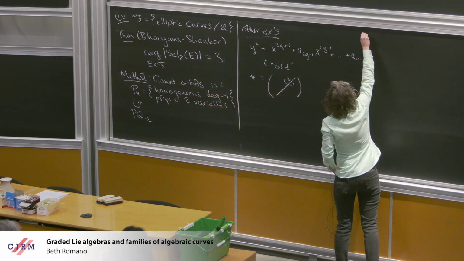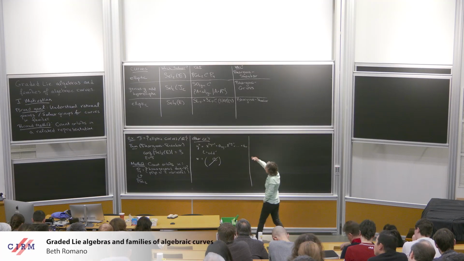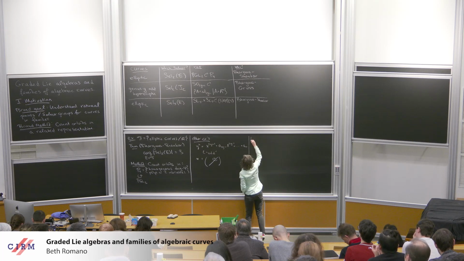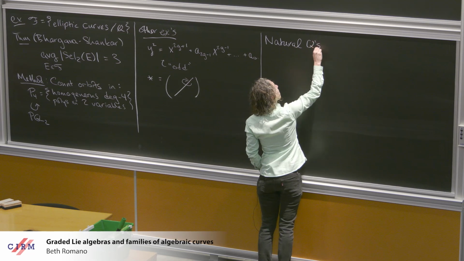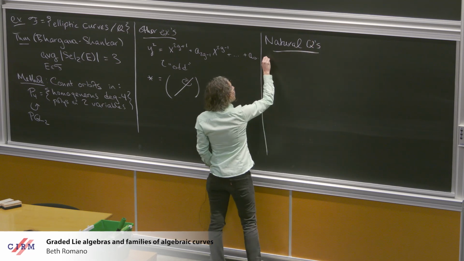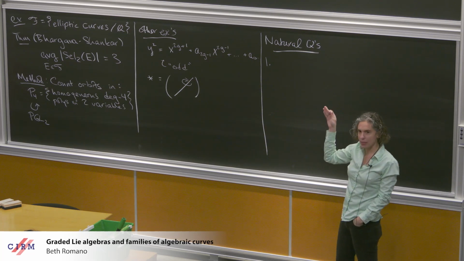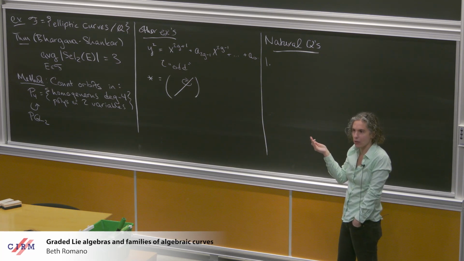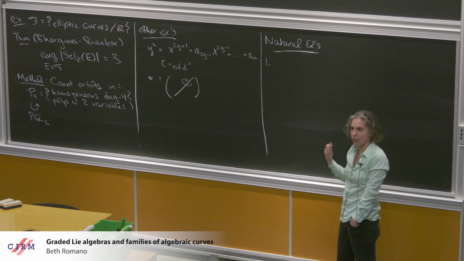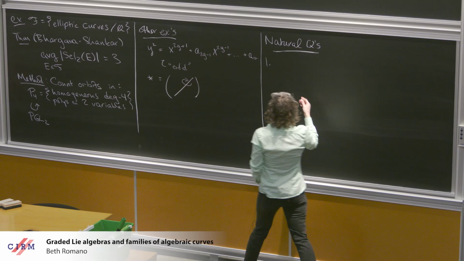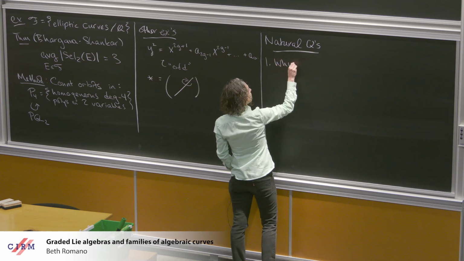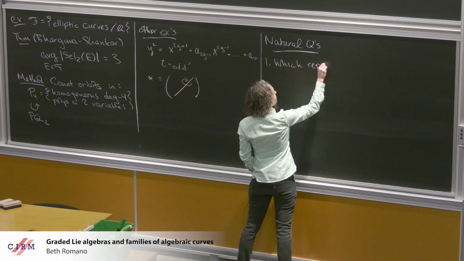And some natural questions come up if you're staring at charts like this. First of all, you can look at this column with the representations and ask, what characterizes these representations? Which representations are showing up when you're looking at these Selmer groups? So, which representations appear?